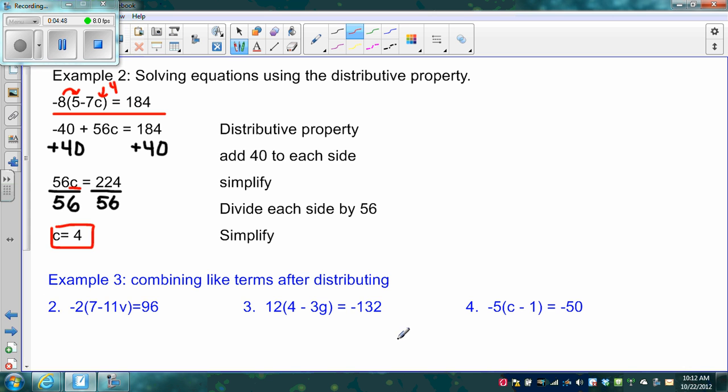So try these examples below using the like terms after you distribute. Always distribute first. You can't combine 2 and 7 before you distribute to both, because you don't want to forget this part. So always distribute first, then combine the like terms.